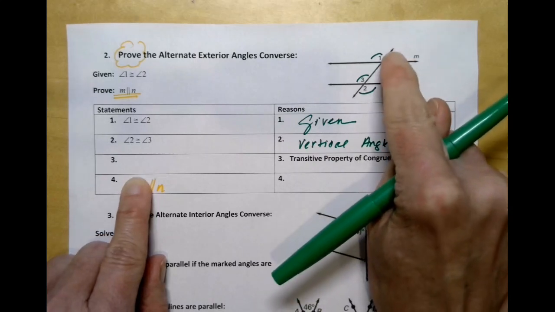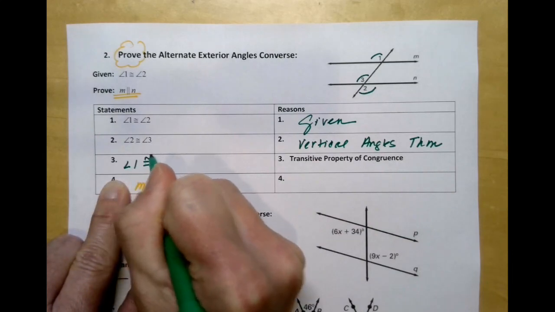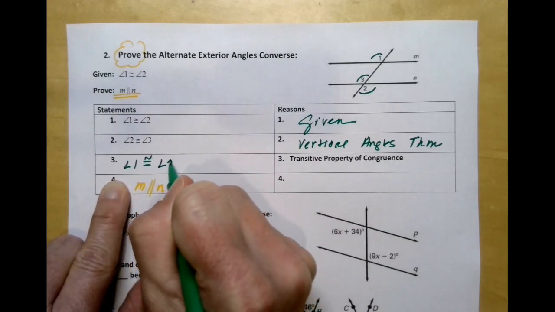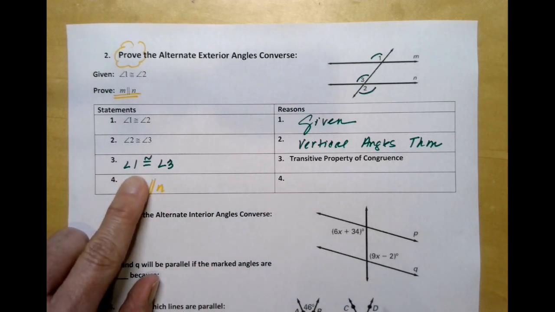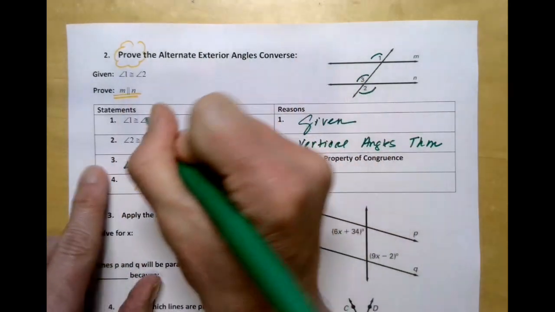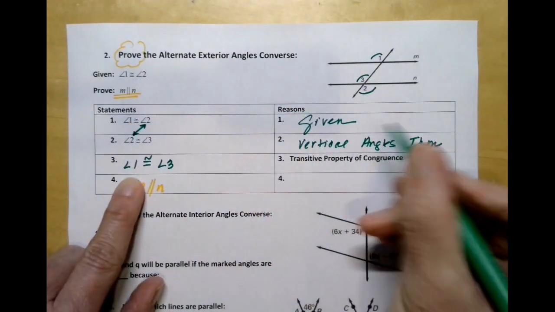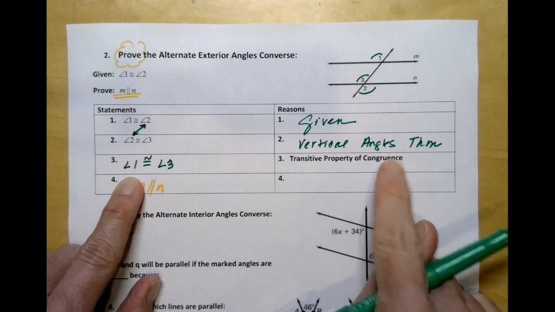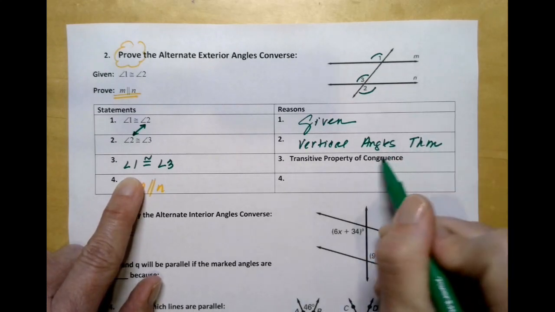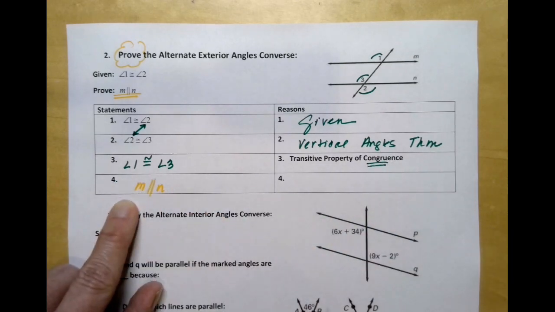Now I have corresponding angles are congruent. Angle 1 is congruent to angle 3. How do I know that that's true? Angle 1 is congruent to angle 2, and angle 2 is congruent to angle 3. Do you see this link? So my transitive property of congruence makes that true. Congruence, because we're talking about angles, not measures.